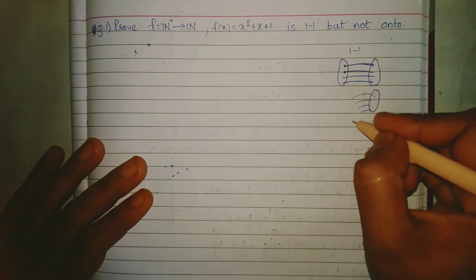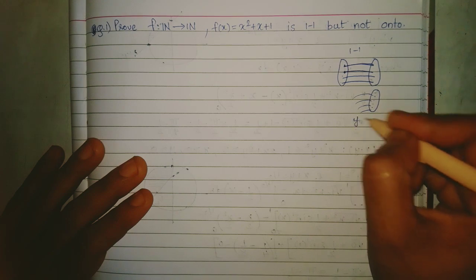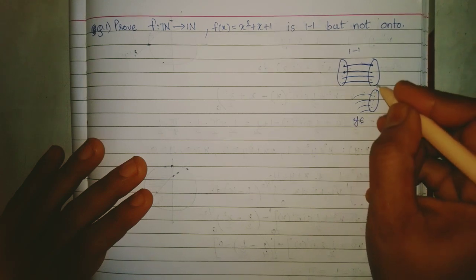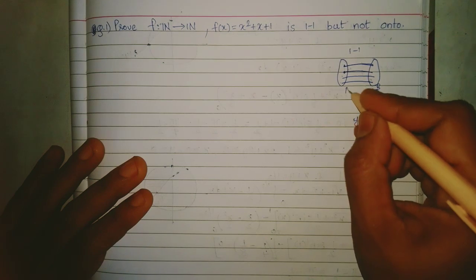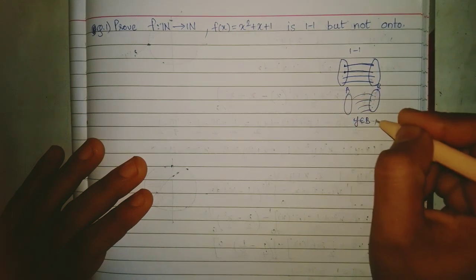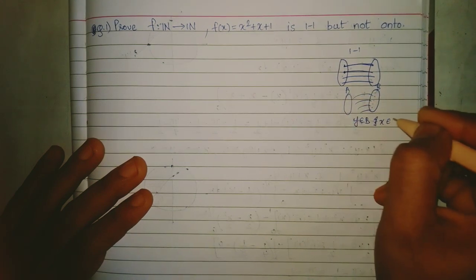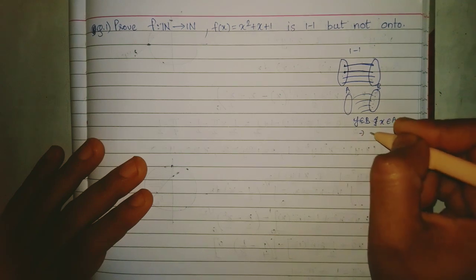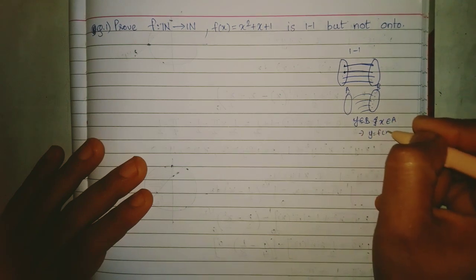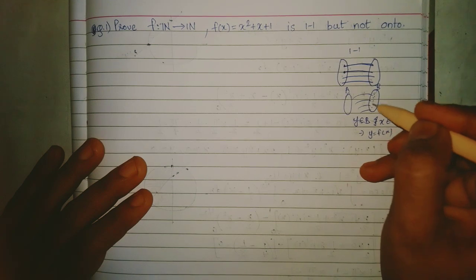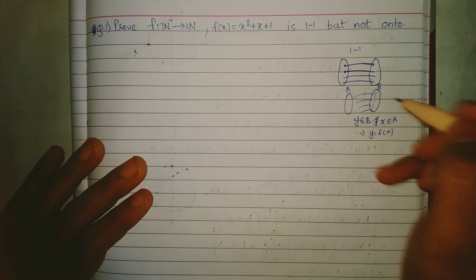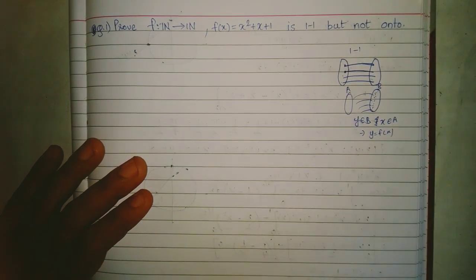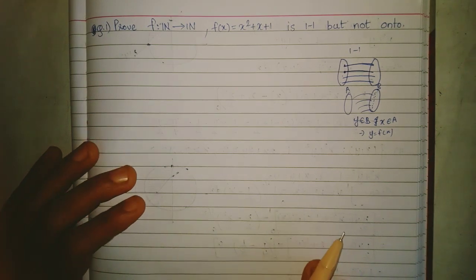That is, for all y belonging to say B, there exists an x belonging to A such that y is equal to f of x. So every element in this B should have a pre-image. Then we call it onto. Let's prove one-one.